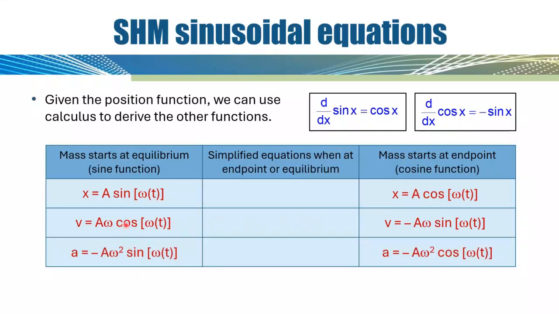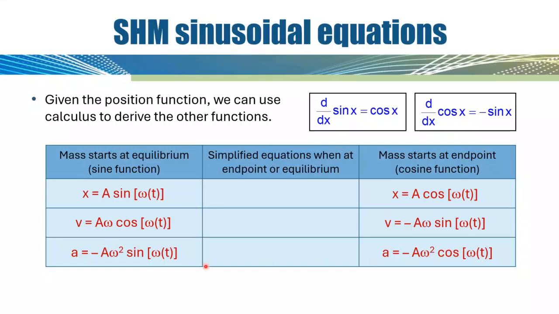So here we have cosine of omega t is negative sine of omega t, and we took the derivative of the inside term and got an omega, and we already had an omega, so that's where the omega squared came from. On the other side, we have sine of omega t is cosine of omega t, and we did the derivative of omega t and got the omega, so we have the omega squared.